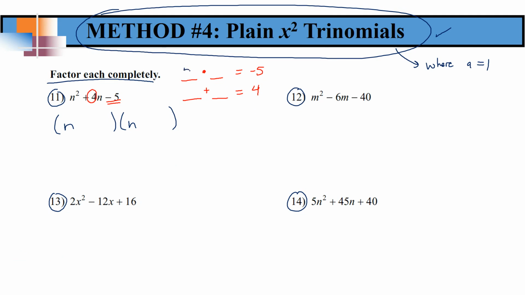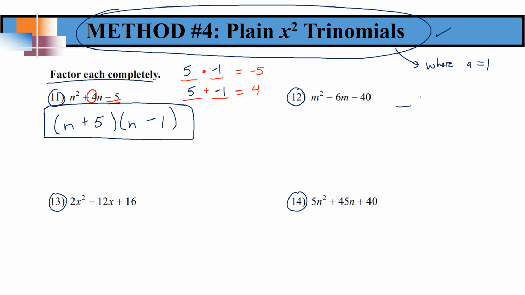Well, that would be 5 and -1, wouldn't it? 5 times -1 is -5. 5 plus -1 is 4. So we can write this as n plus 5, n minus 1. There's our factored form right there. Let's practice another one. Let's use our blanks method here.